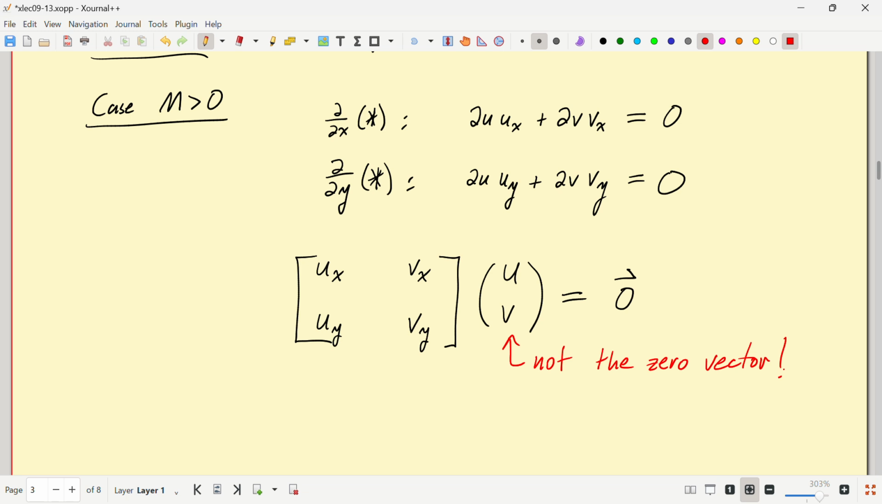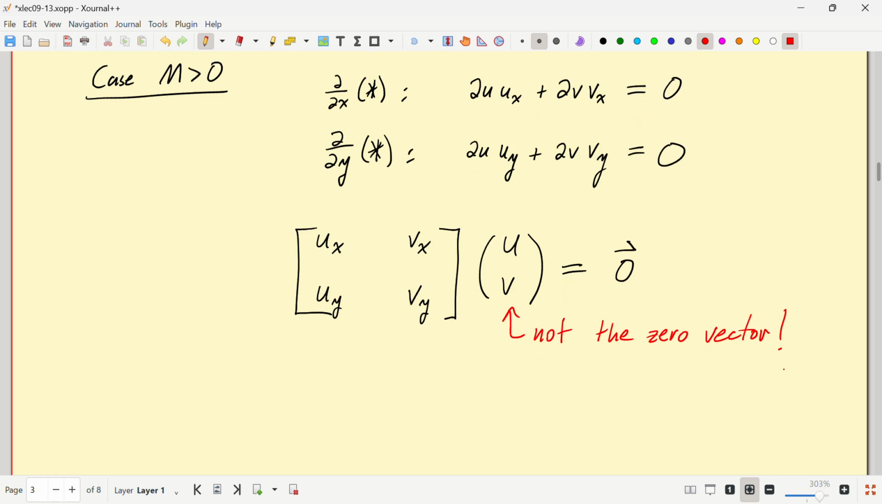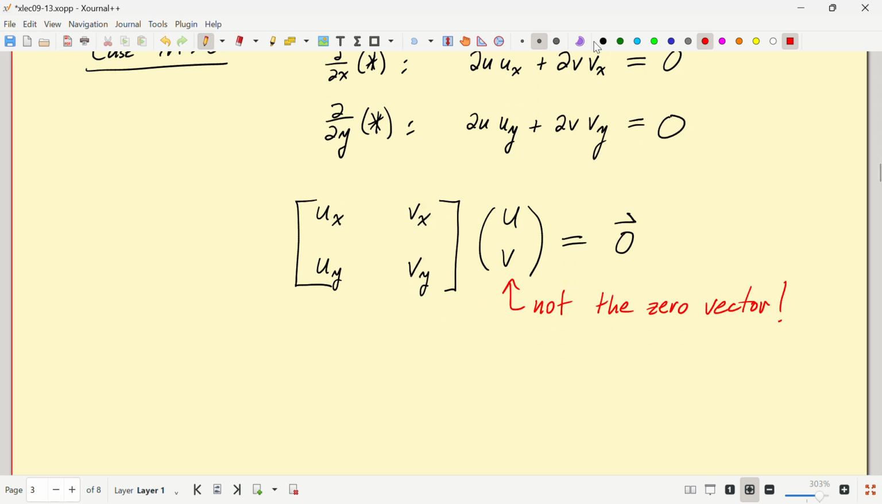So I've got a linear system that has a non-zero vector in its kernel. That can only happen if the matrix is singular. If it were non-singular, I could use Cramer's rule and see that u and v have to be 0. Being a singular matrix means the determinant is 0. So the determinant of that matrix is 0.